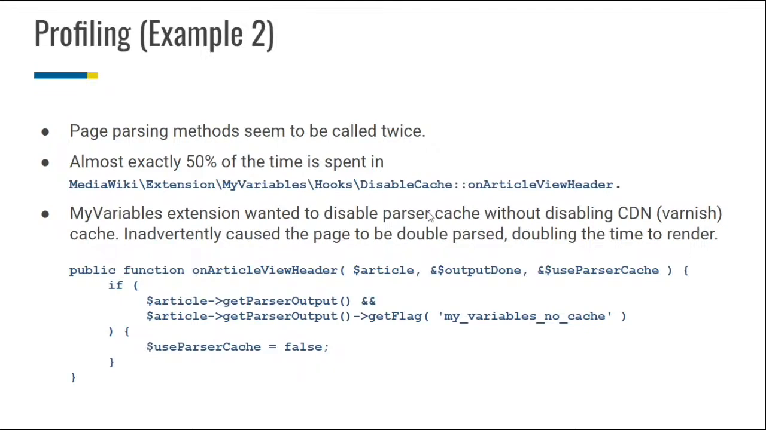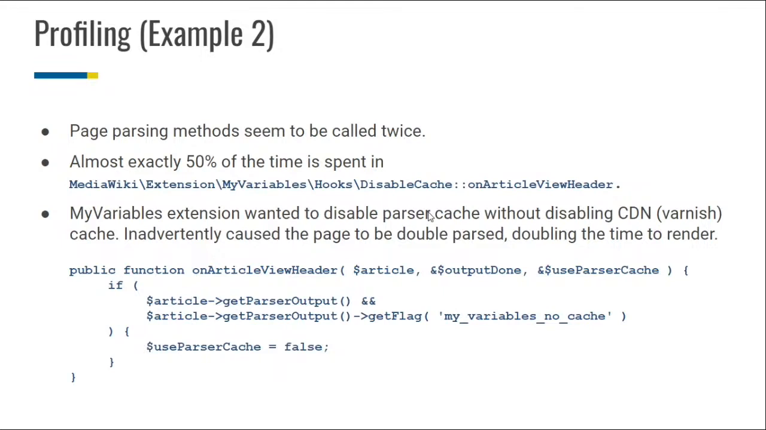So this sounds great, but what we didn't realize is when we're coming into this, we have to get the parser output to know if this extension is used on the page. So to figure out if this extension is on the page, we need to render the page. So we render the page, and then we see that this extension is on the page, and we say, well, don't use the parser cache. And then we hand it back to MediaWiki. MediaWiki says, can't use the parser cache, so can't use that rendering I literally just did 5 seconds ago.